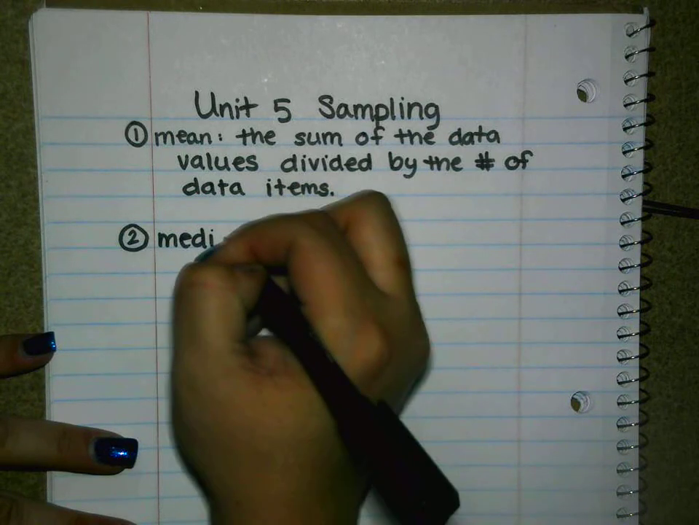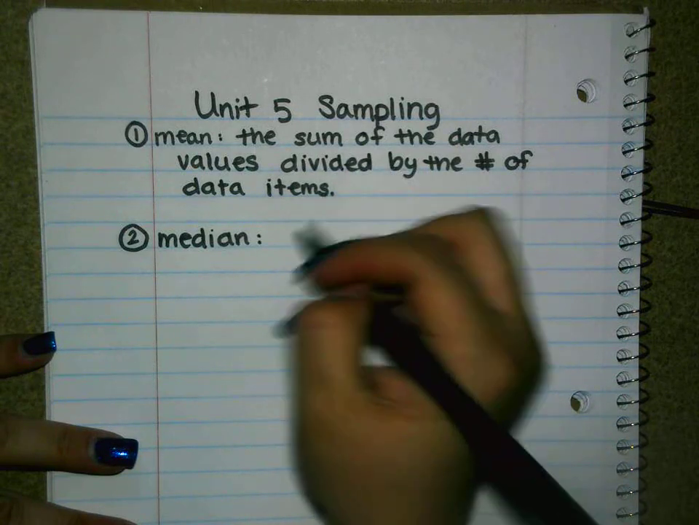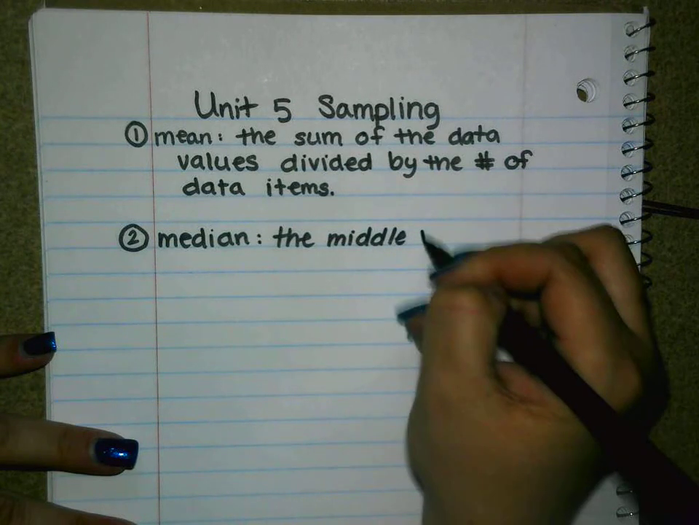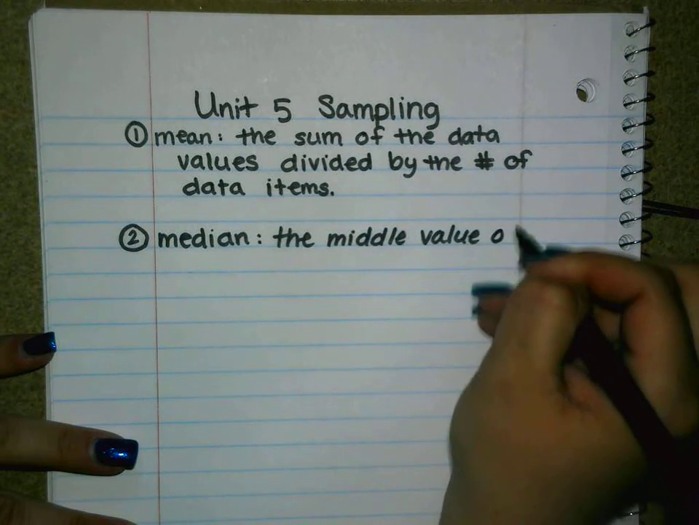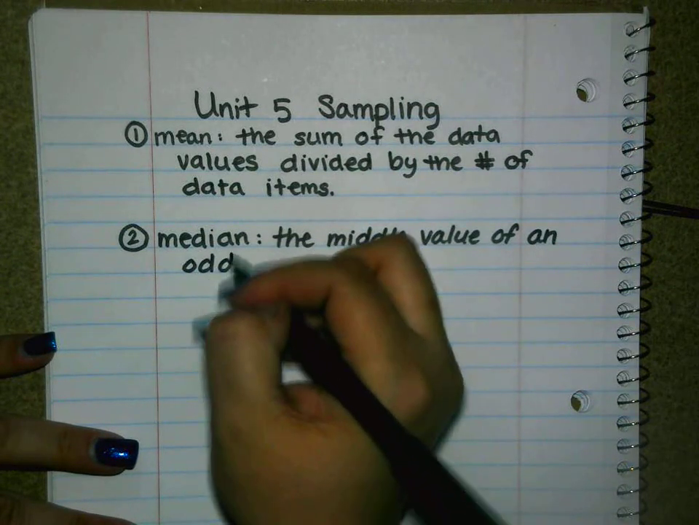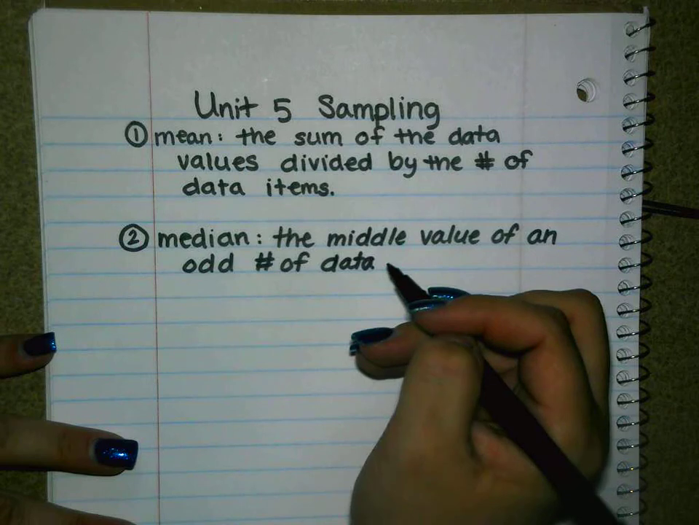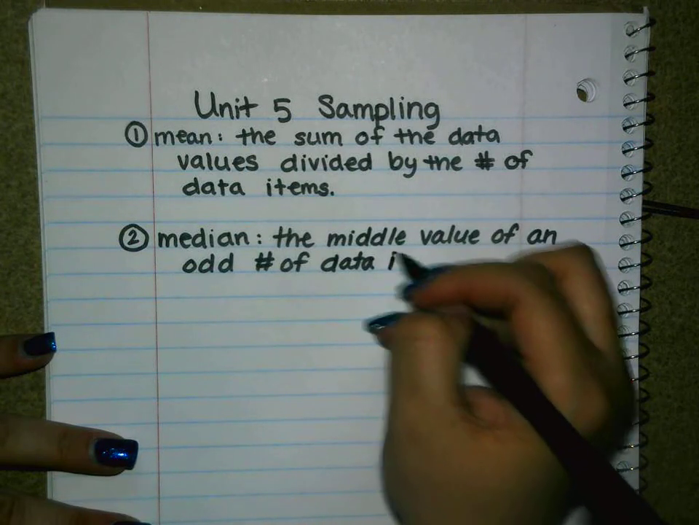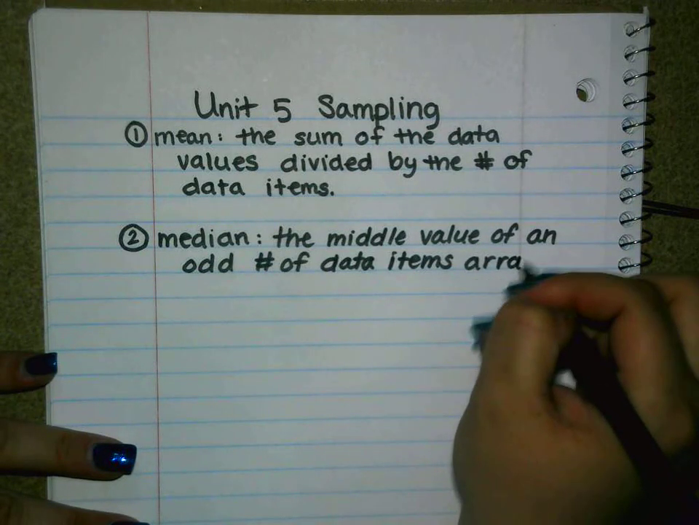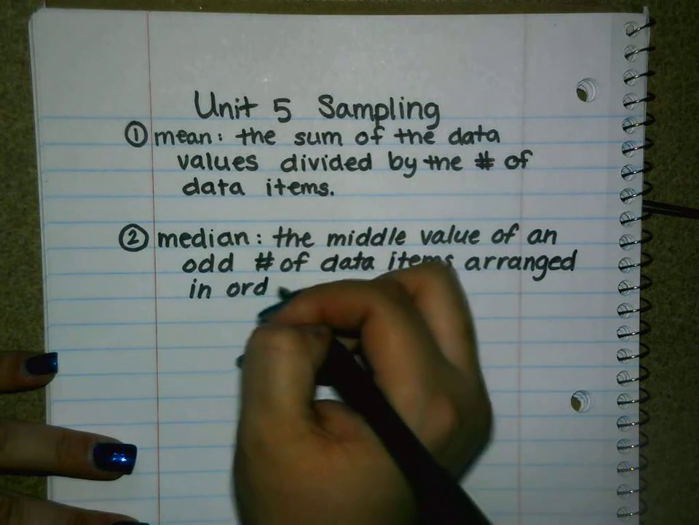Okay, our second one is going to be median. This is another type of average. It is the middle value of an odd number of data items arranged in order. We'll do examples of these later. Okay, so that's only for odd amount of data.